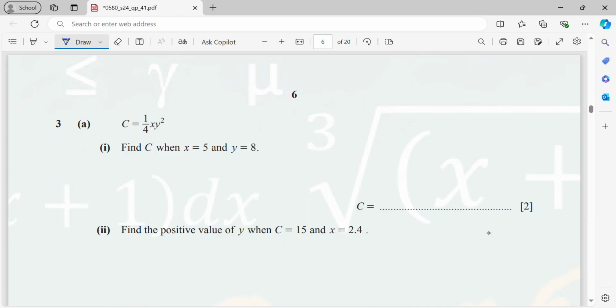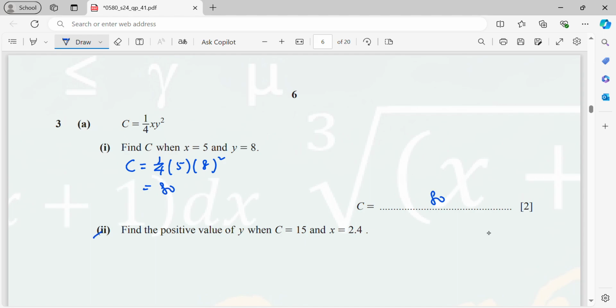Question number 3, part A. C equals 1 over 4 xy squared. Find C when x equals 5 and y equals 8. So now C equals 1 over 4, x is 5, y is 8. So that means here it is going to be 80.